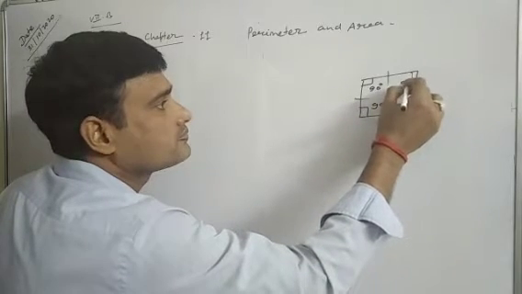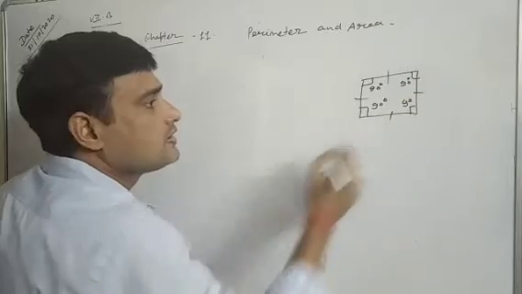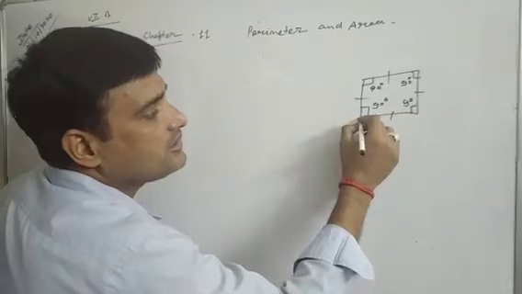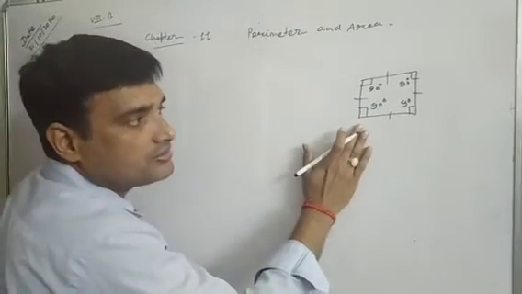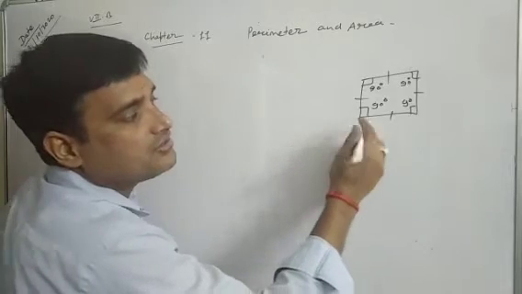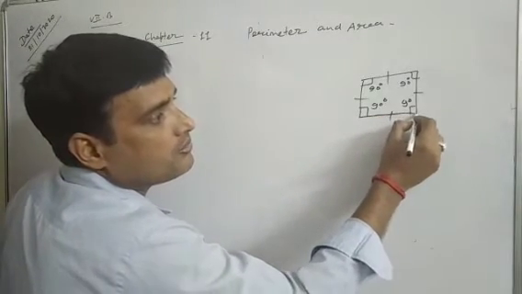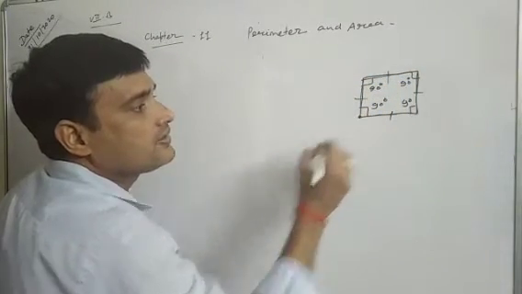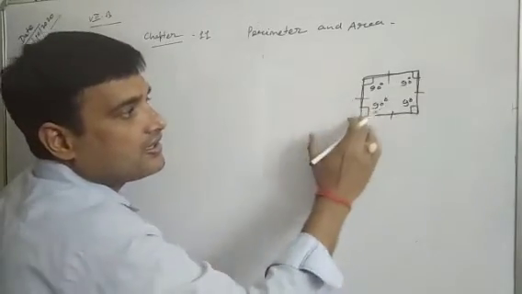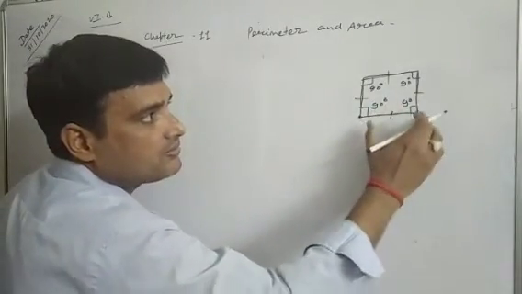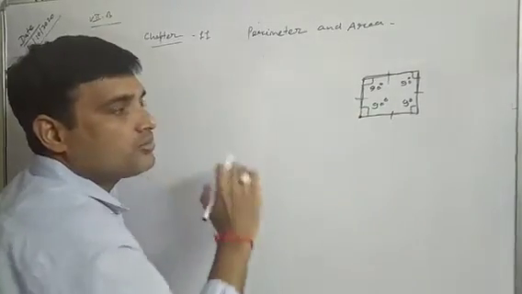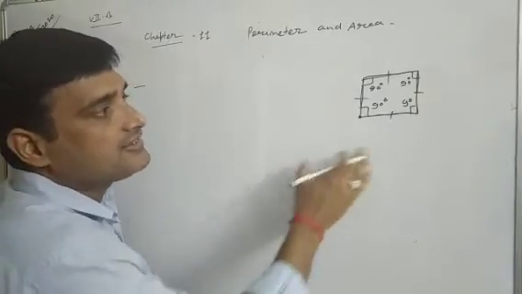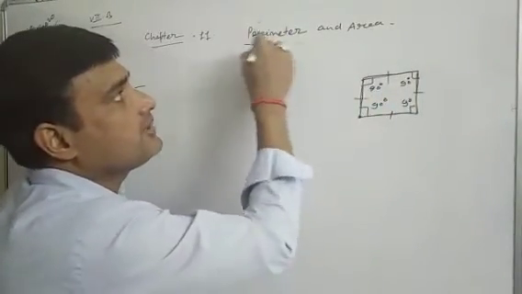Okay, understand? Now this is the outer boundary. Now the perimeter of a square is, if we move from here to here and return to the exact initial point, the distance from initial to final point is called perimeter. Understand? Or we can say that the sum of all sides is called perimeter.